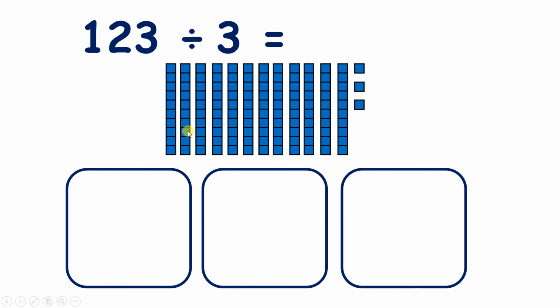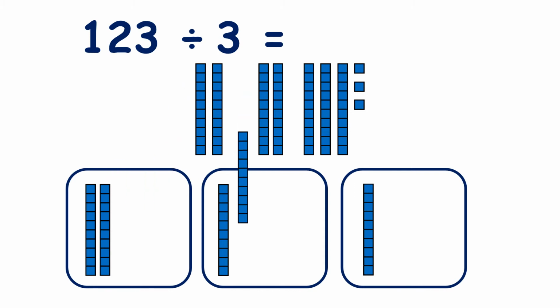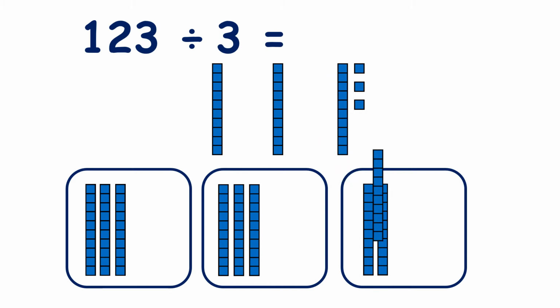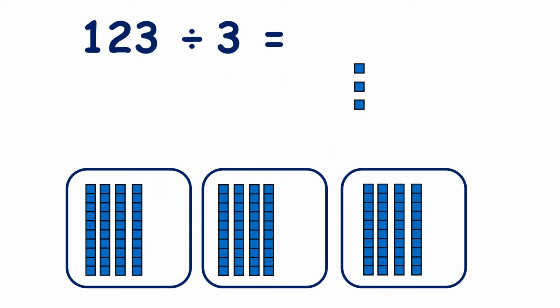We need to break up our 100 into 10 tens, or exchange 100 for 10 tens. So now we can share out our tens, and we have 4 tens in each group.